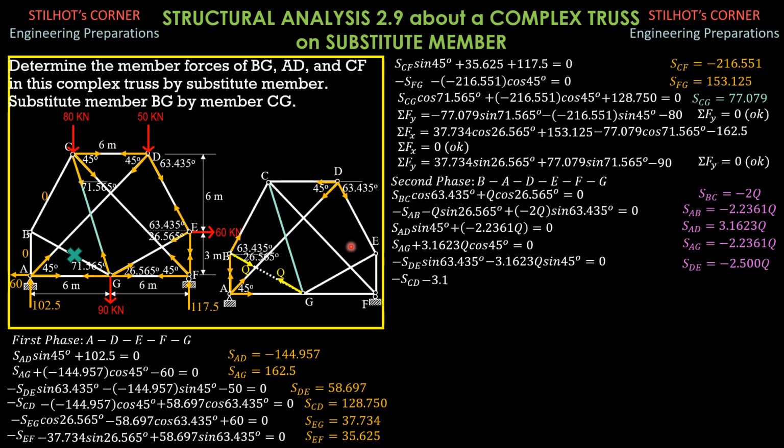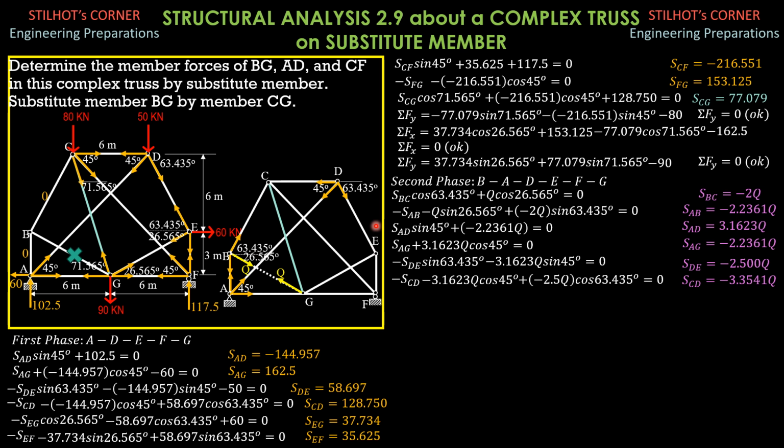So first, summation of forces horizontal equals 0, ΣFx equals 0. So we have negative SEG cosine 26.565 degrees, then minus SDE, so minus quantity negative 2.5Q cosine of 63.45 degrees equals 0. So SEG is equal to 1.250 of Q.